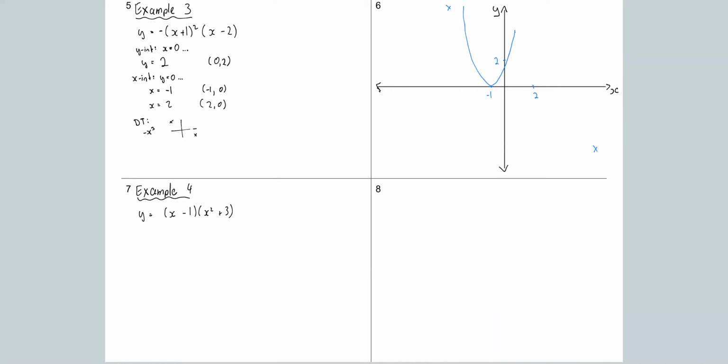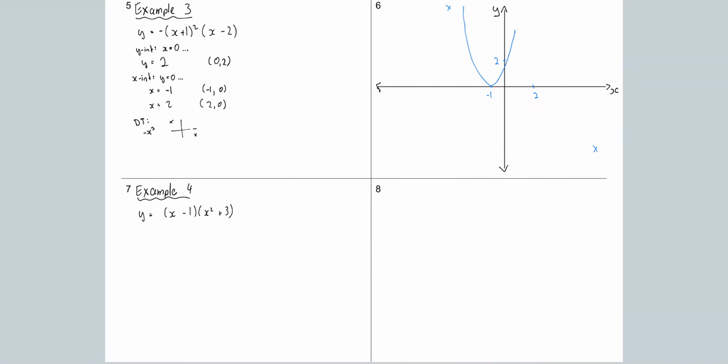Example 4. It's probably worth just pausing the video for a second and asking yourself, what makes this different to the other examples? So pause the video and maybe think about it, look at it. What is it about this example that makes it different from the other ones? Okay, let's have a look at it. Hopefully you paused the video.